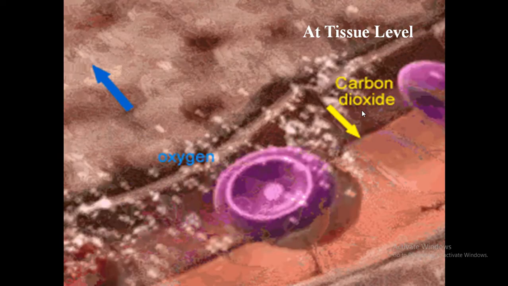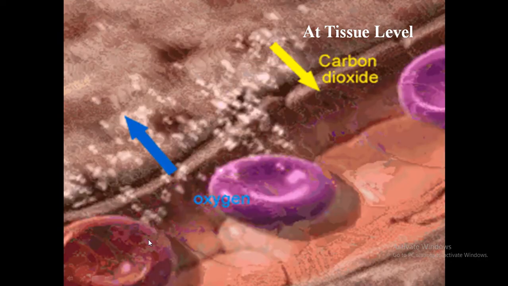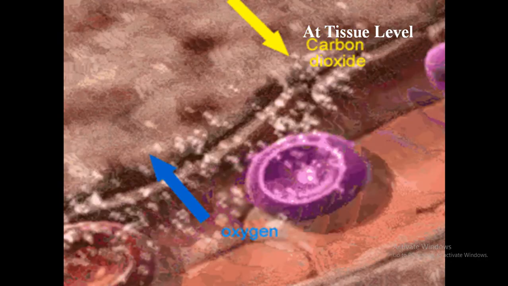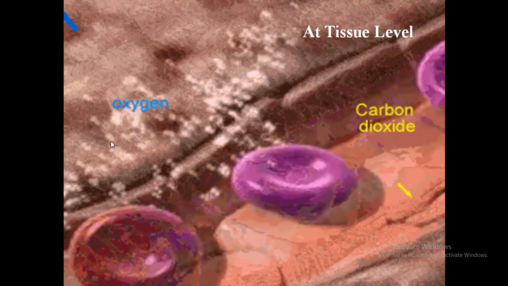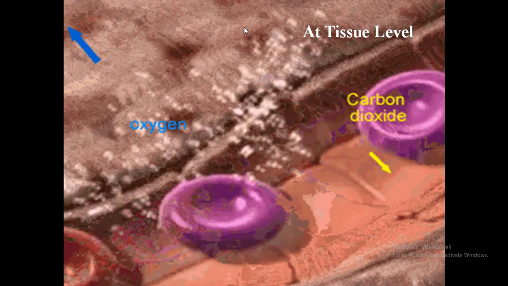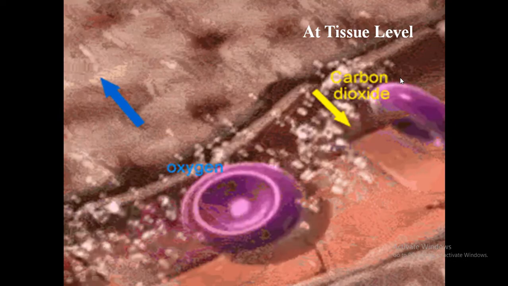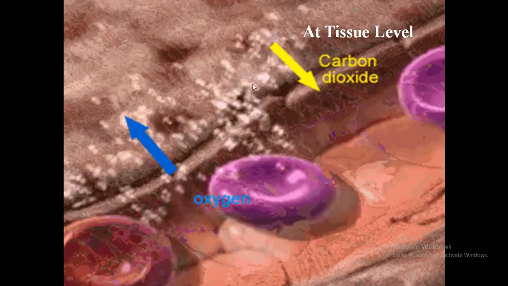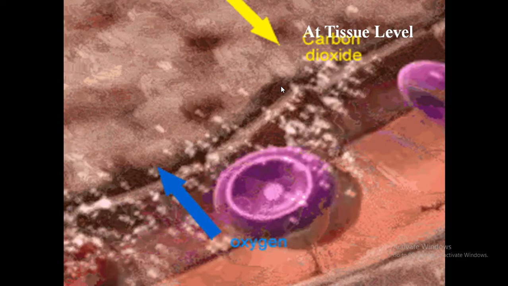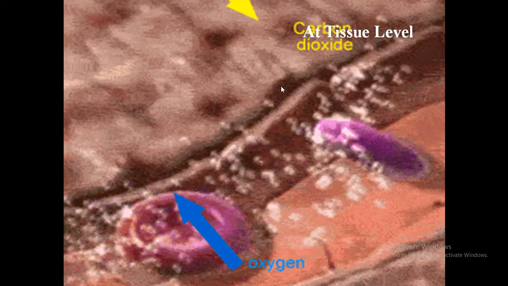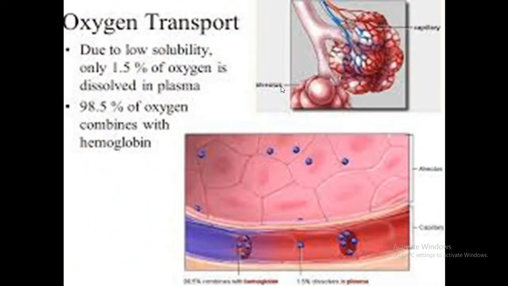At the tissue level, the opposite thing takes place. Number one thing, change in the color, because RBC is going to drop the oxygen in the tissues, and because of the picking up of the carbon dioxide, the color now again becomes bluish. This thing happens at the tissue level. Now I have shown you the animation, but how it takes place, what are the details, now we are going to discuss this.